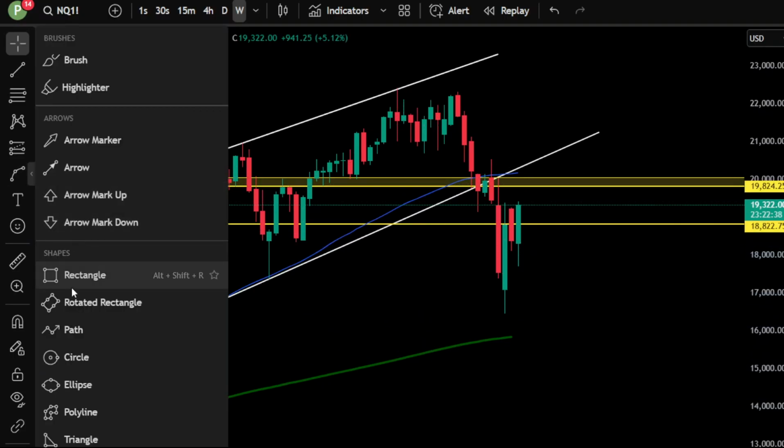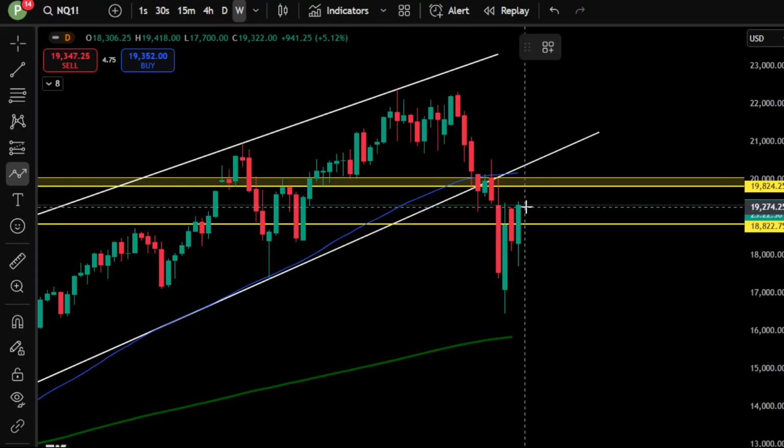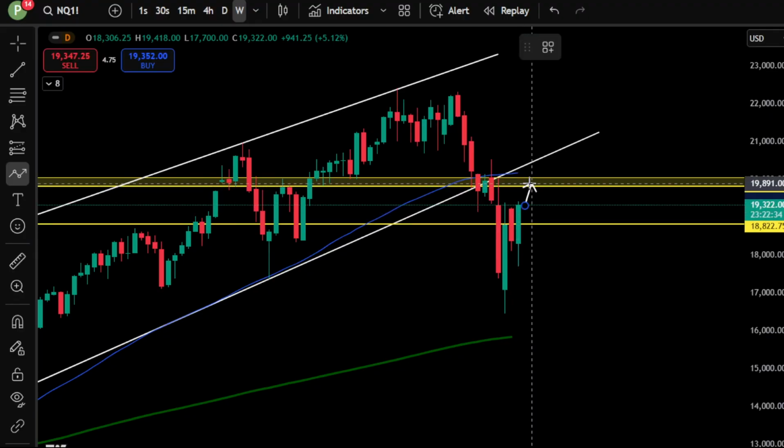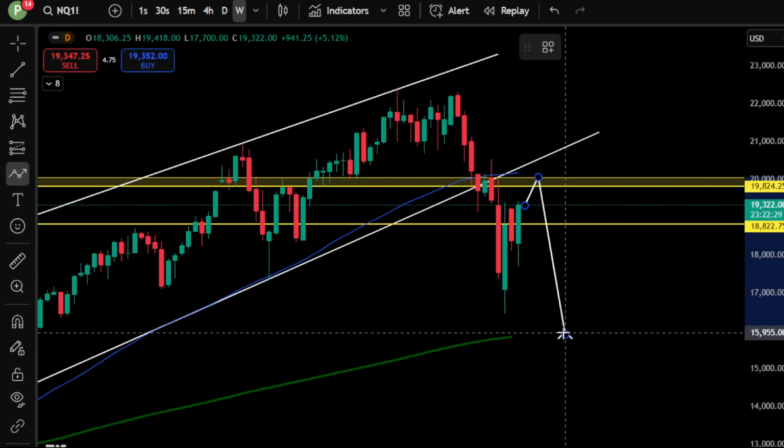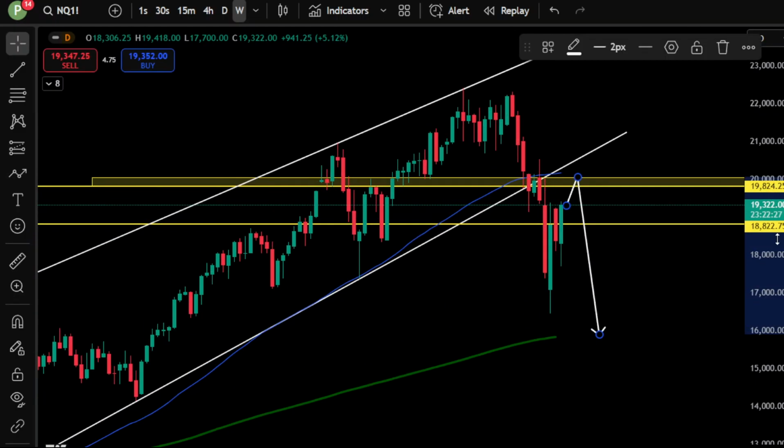If we continue to pump towards the upside in the overall market, that is what I'm looking at, somewhere around 19,800 and 20K before we reject back towards the downside and start heading towards the 200 weekly MA.